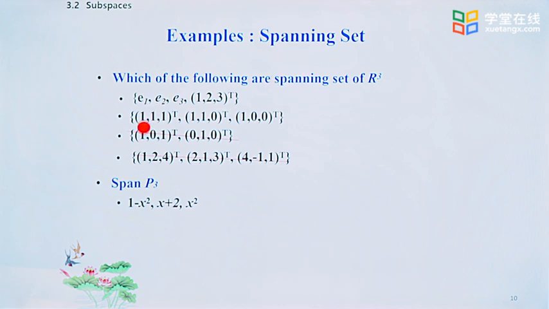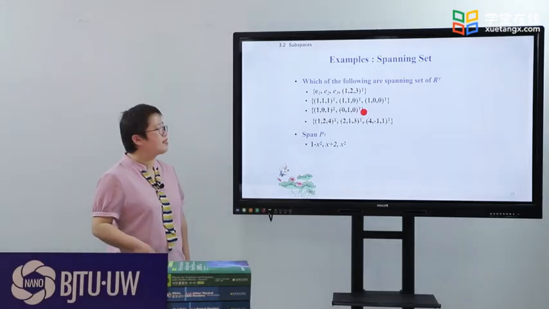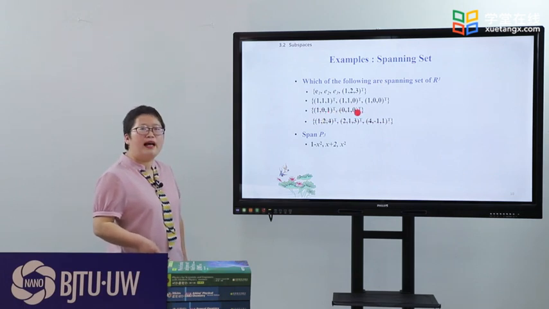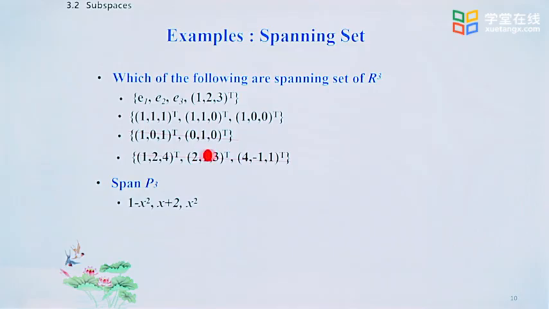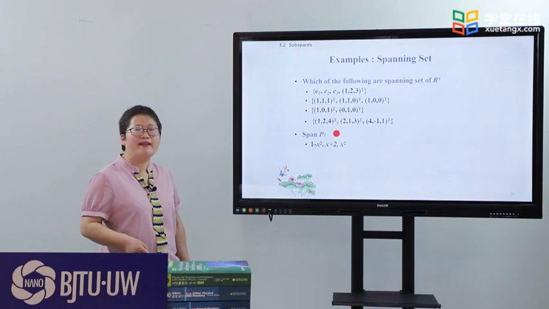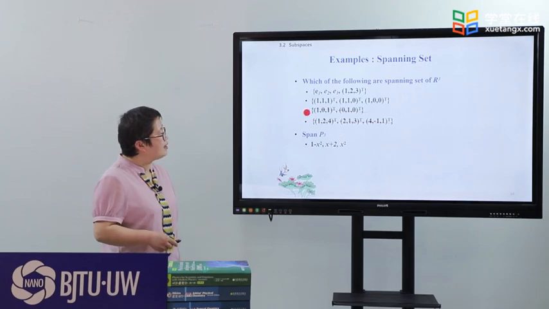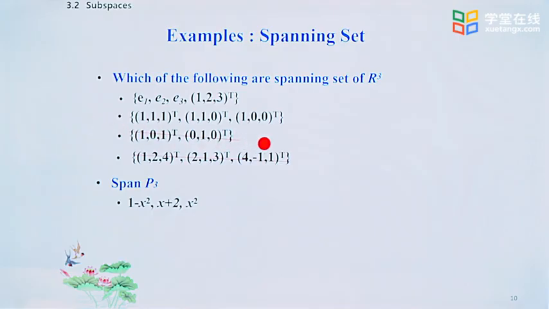Now we see the third set of given vectors. The first vector is 1, 0, 1, and the second vector is 0, 1, 0. If we take a linear combination of these two vectors, you can find that for such a vector, the first component and the third component must be the same, that is, of the form alpha, beta, alpha. Of course, in R3, you have other vectors where the first and third components are not equal. So this cannot be a spanning set of R3.